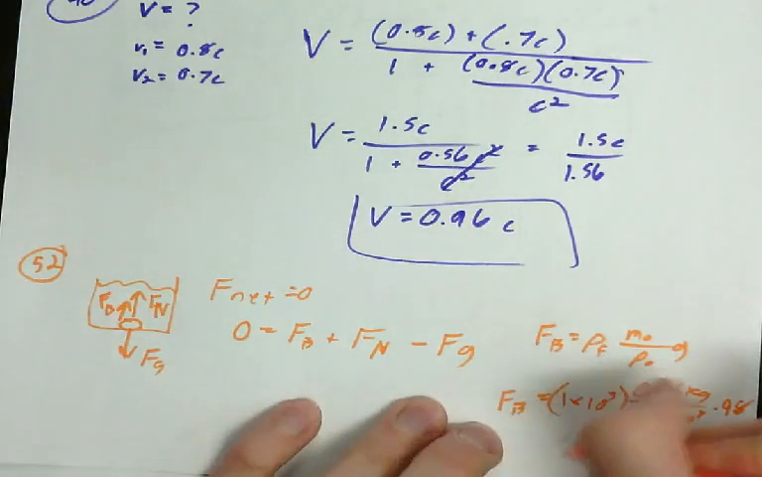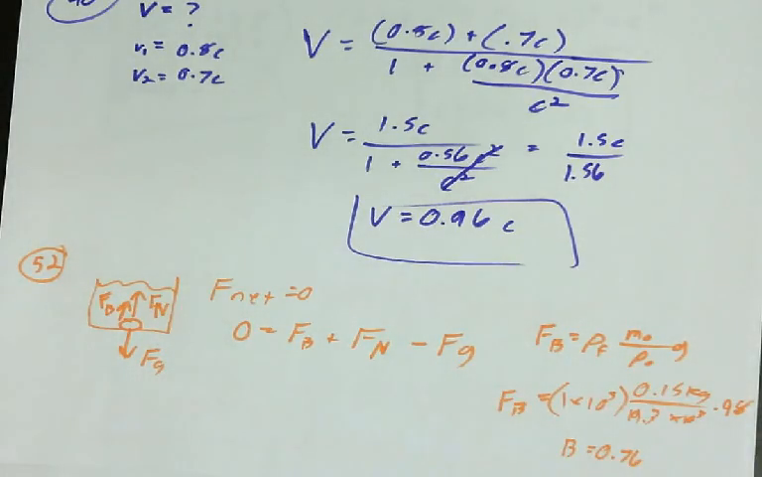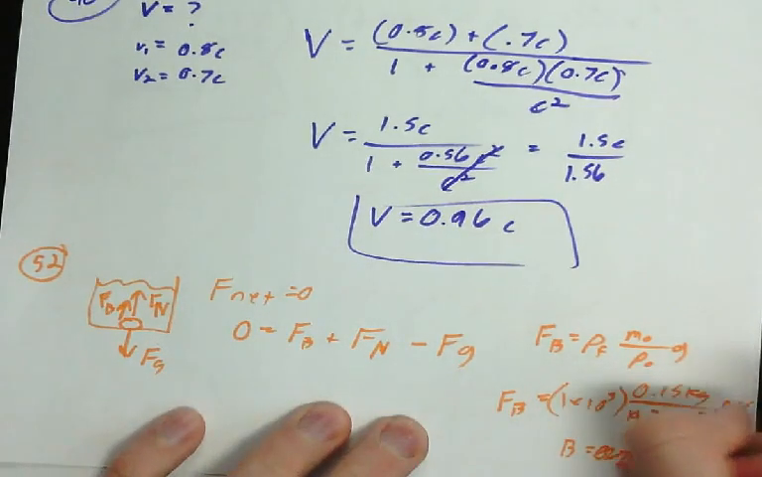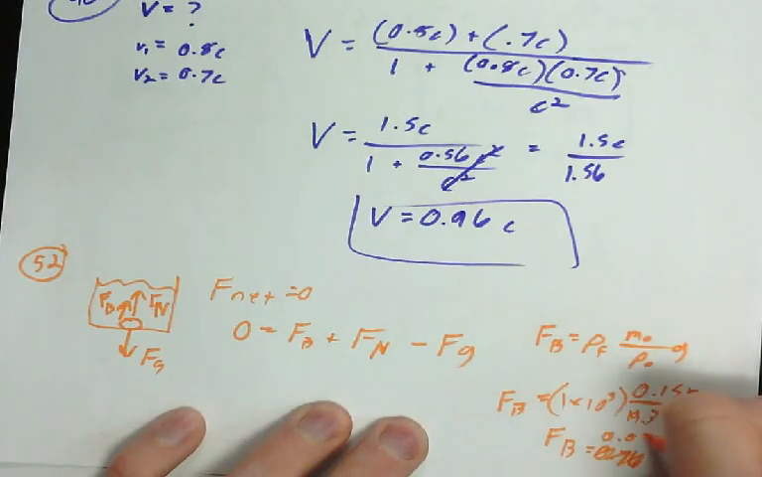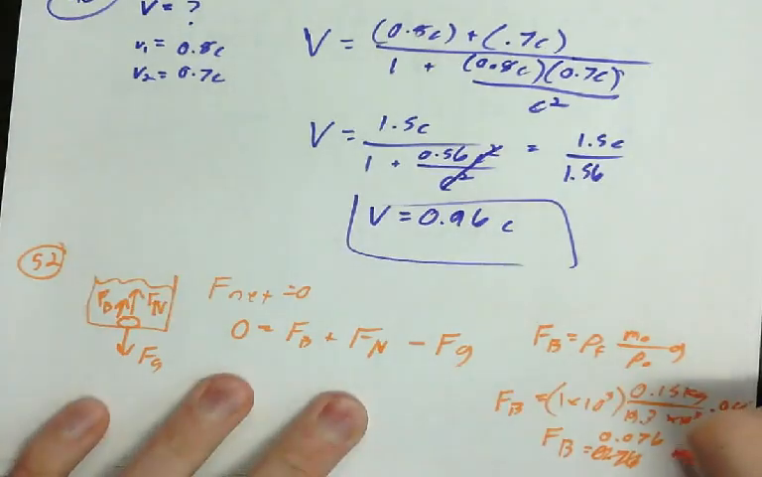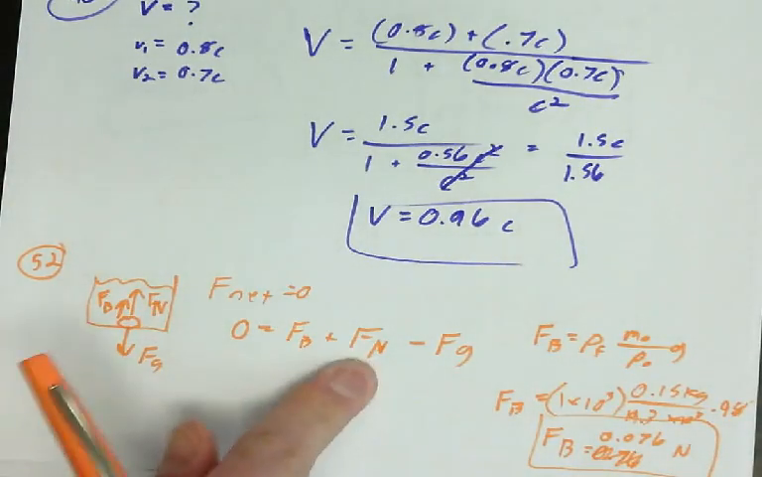All right, and that gives me a buoyant force of 0.76. Sorry, 0.76. All right, so that gives me the buoyant force. Now I just got to find the normal force.